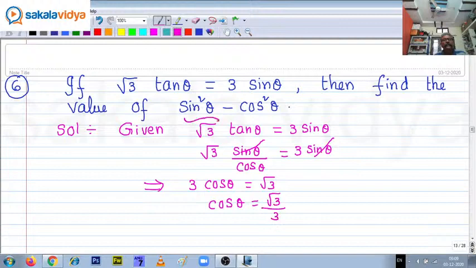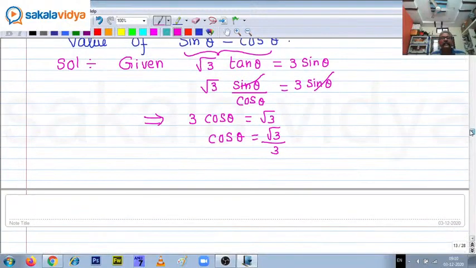So we need to find out the sin square theta minus cos square theta value. It's very easy, Uday, Rahul, ready? But what is the answer? Okay, it's easy only.